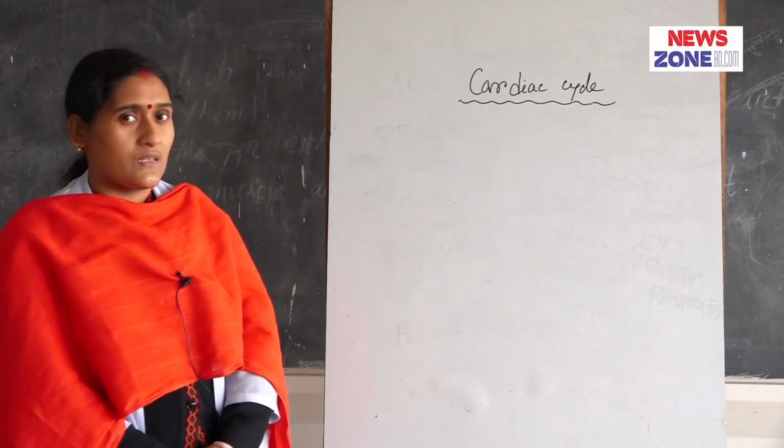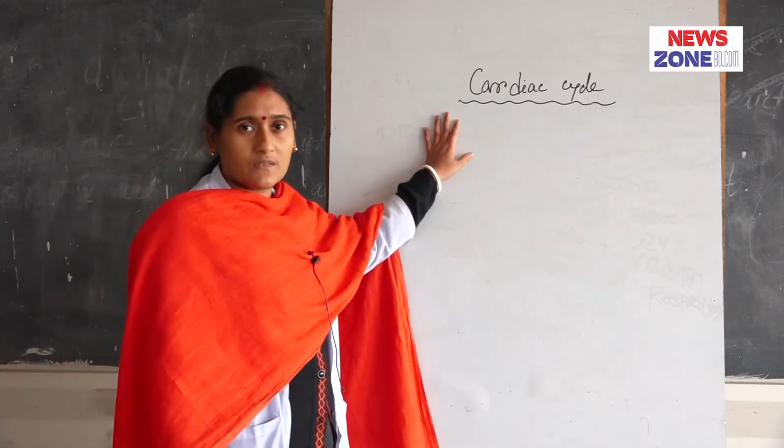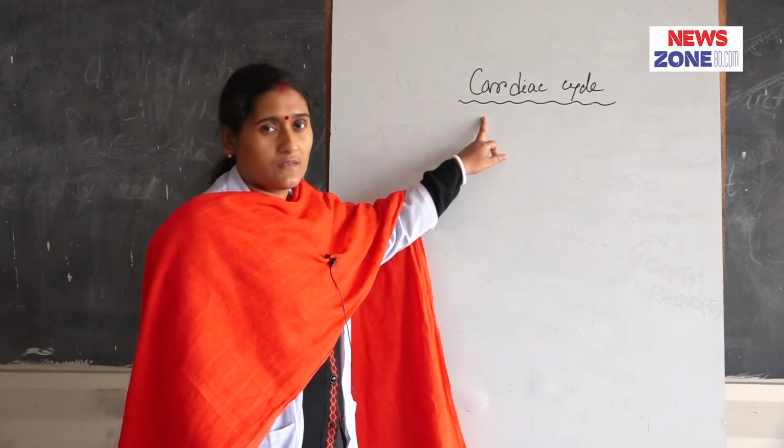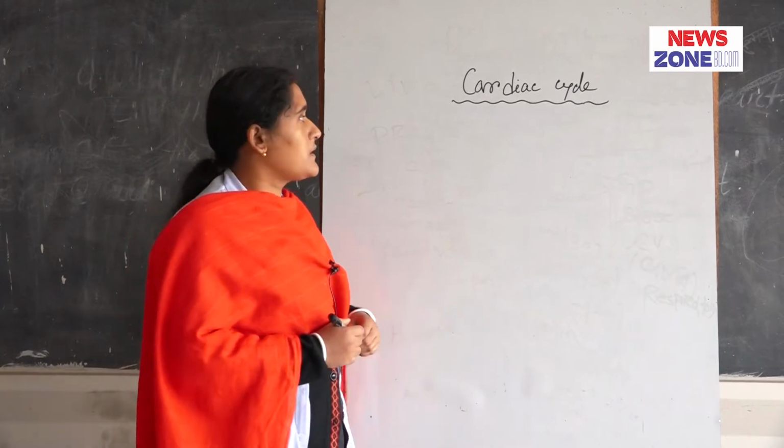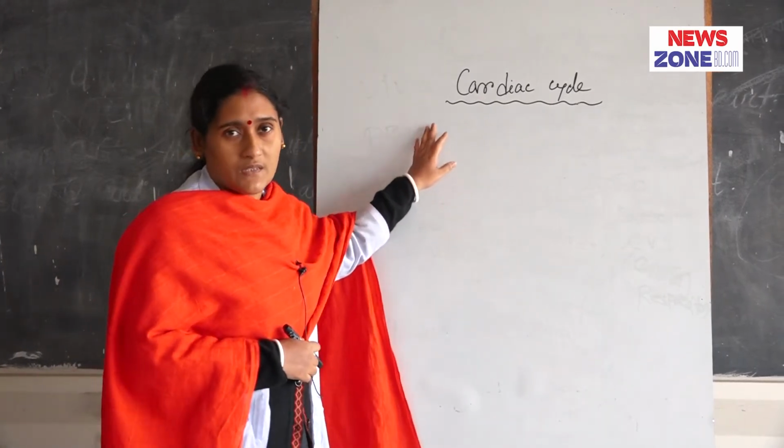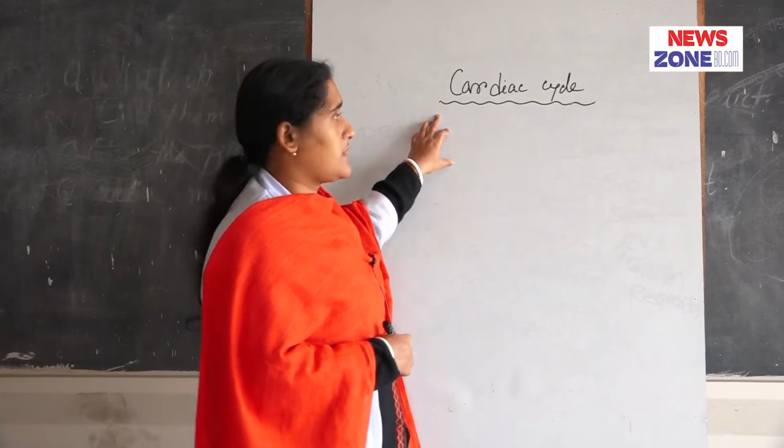Today I discuss something in cardiac cycle. What is cardiac cycle? The cyclical repetition of cardiac events that occur from the beginning of one heartbeat to the beginning of the next. This is cardiac cycle.